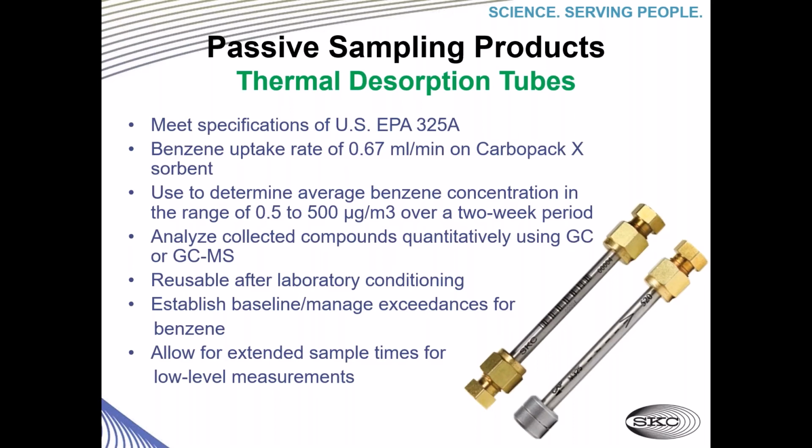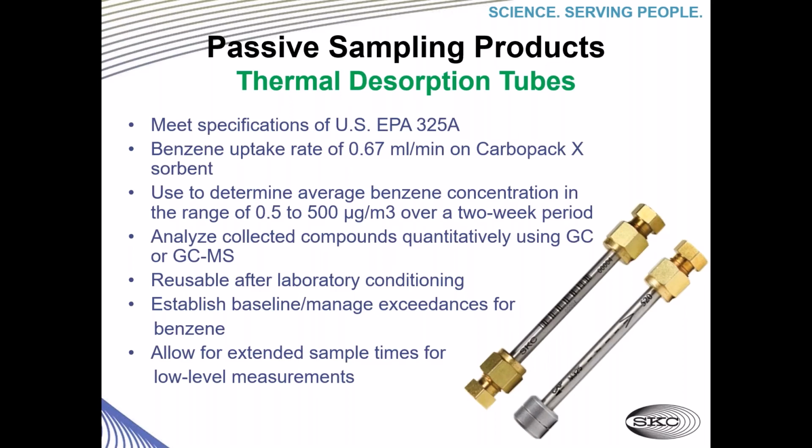Many people don't even know that we have a great thermal desorption tube product. So our thermal desorption tubes meet specifications of the US EPA 325A method and benzene uptake rate of 0.67 milliliters per minute. You can use this to analyze collected compound quantitatively using GC or GCMS. You can establish the baseline and manage exceedance levels for benzene, and it allows for exceedance sample times for low-level measurements.